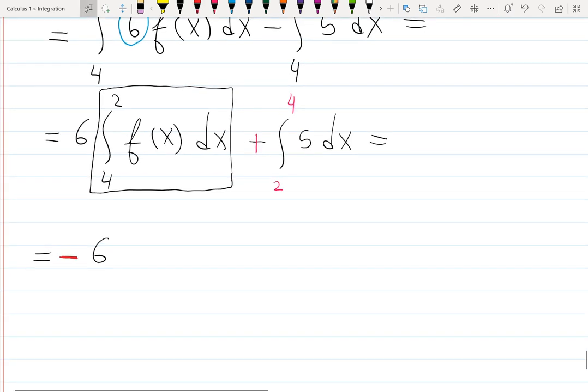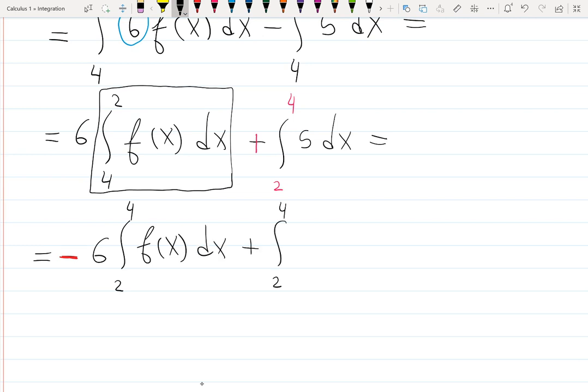Here it is. Then I will have integral from 2 to 4 f of x dx plus integral from 2 to 4 5 dx. This guy was found in A, and it is -3. So it's -6 times -3, which is 18.